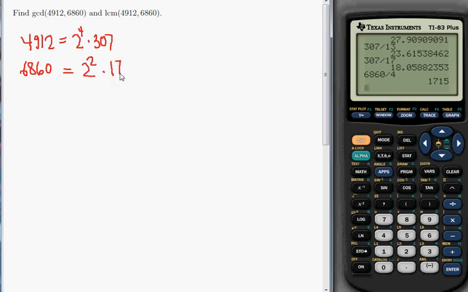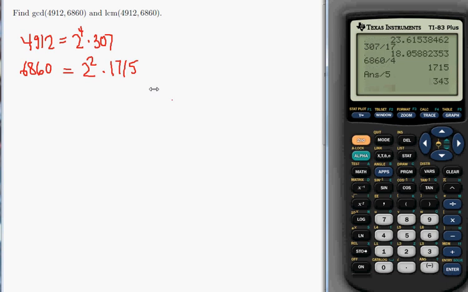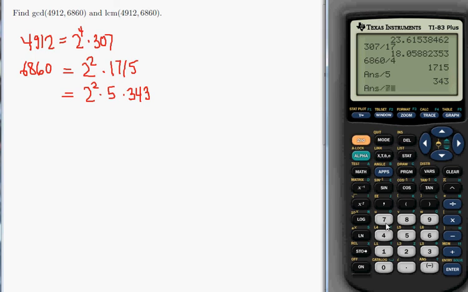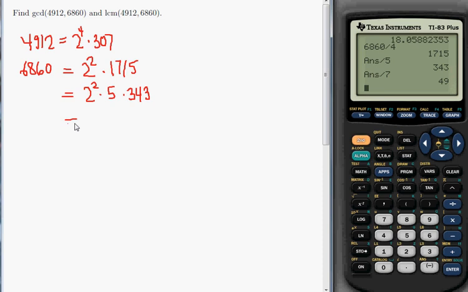times 1715. Now if I add these digits up, we have 8, 9, 14. That's not a multiple of 3, so 3 won't work. Clearly 5 will work. So divide by 5, get 343. Okay, now let's keep trying. 5 is not going to work again because it doesn't end in 5. Divide by 7, that works. And clearly 49 is 7 squared, so 343 is 7 cubed.